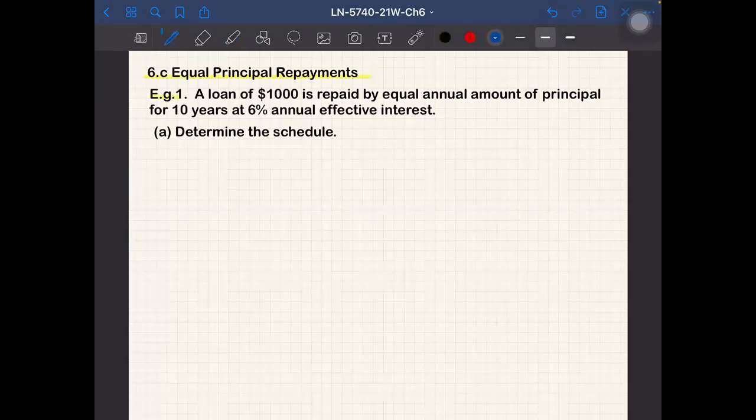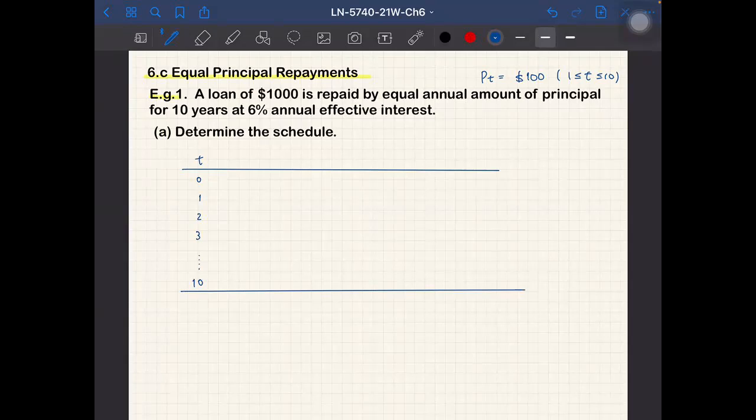So the equal annual amount of principal means every year we repay $100 of principal. So P_t is equal to 100 for t equal to 1 to 10. Previously R_t was constant, but here P_t is constant. Now we want to determine the schedule. At first, it's clear that it takes 10 years to repay, because 100 times 10 is 1,000.